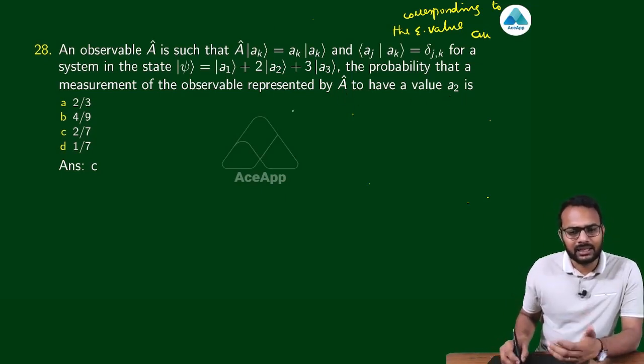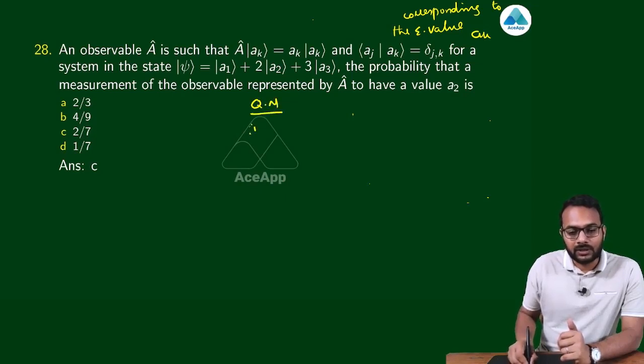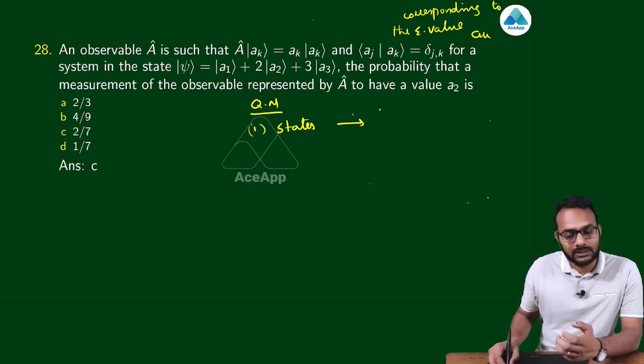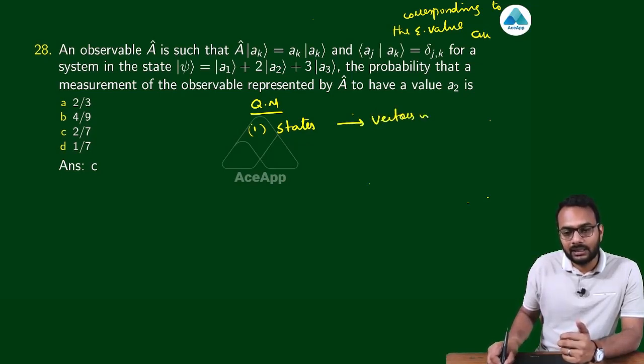So let us just revise a few things. The basic ideas in quantum mechanics are like this. In quantum mechanics, the first thing is that states are represented by vectors in Hilbert space.